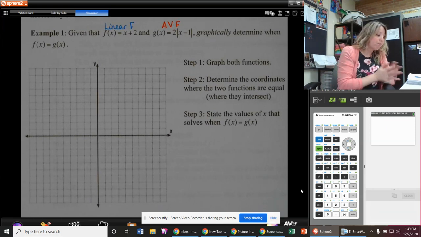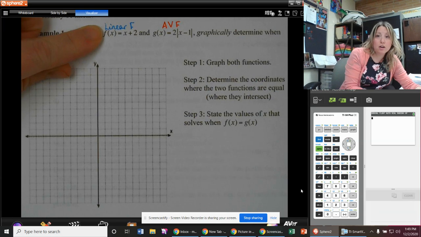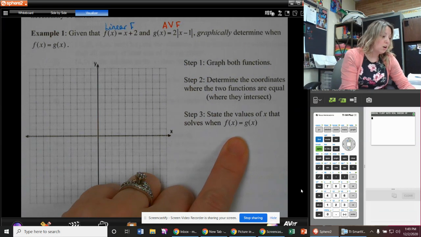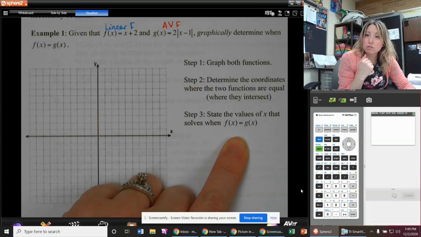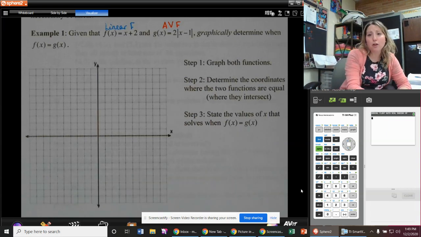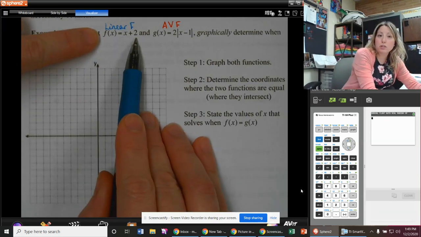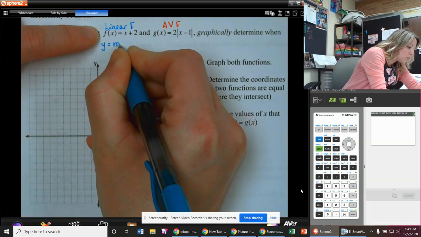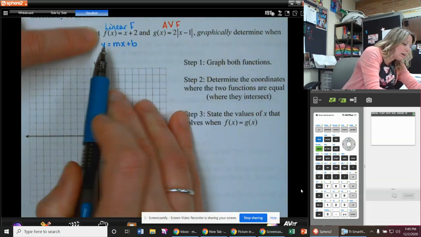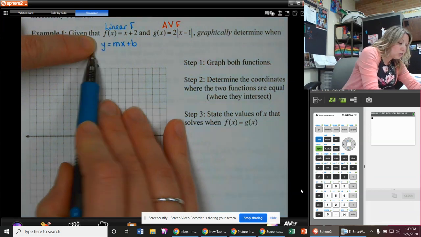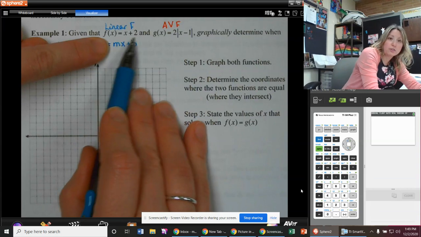Now, here's what we're going to do. We are going to graph the linear function. We're going to graph the absolute value function. And then we are going to determine when f of x equals g of x. And I'm going to show you how to do that. Okay, so let's start with the linear function. This is in y equals mx plus b form, because if it's in function notation form, it's in y equals mx plus b form, because your y is a stand-in for f of x, right? And vice versa.